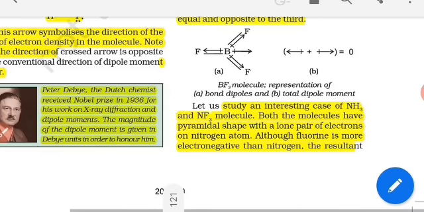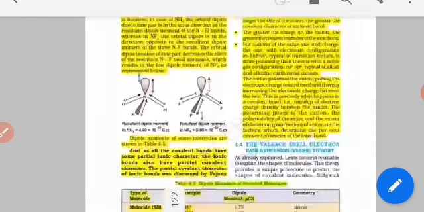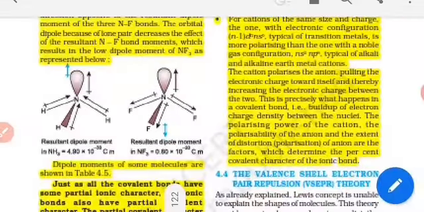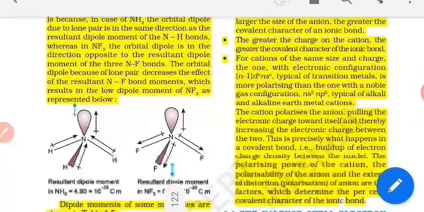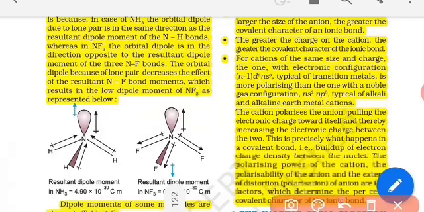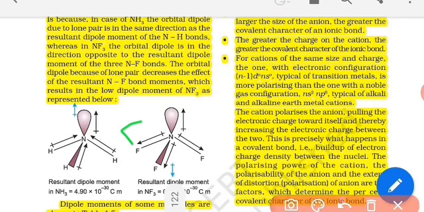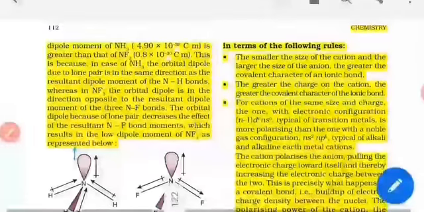Now in case of NH3 and NF3, although fluorine is more electronegative, we can assume that the dipole moment of NF3 will be more as compared to NH3, but actually the dipole moment of NH3 is more than NF3. Let us discuss why it is so.